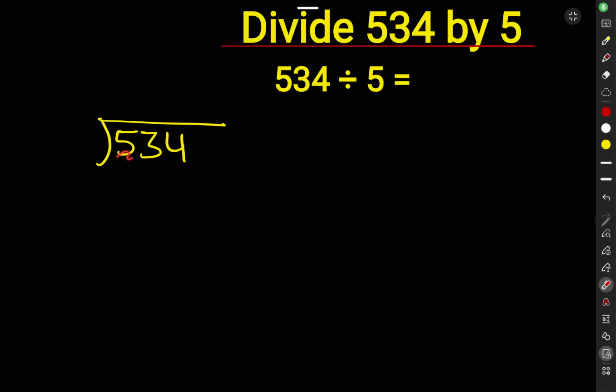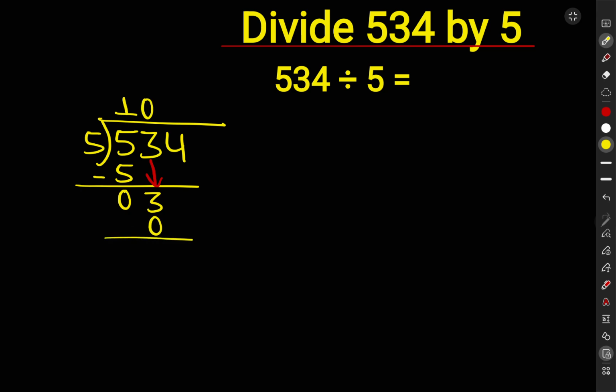We divide 534 by 5 in the long division method. 5 times 1 is 5. On subtracting we get 0. So now we put down this 3 and 5 times 0 is 0.